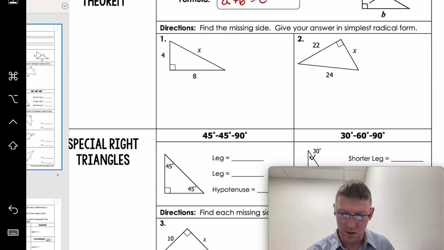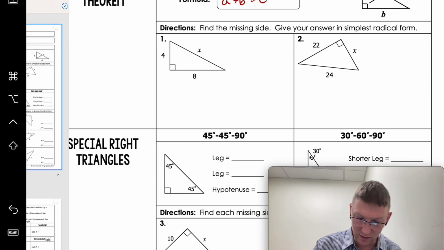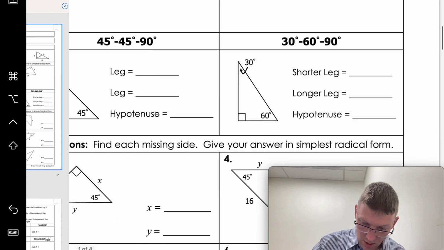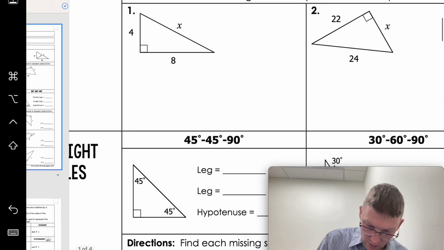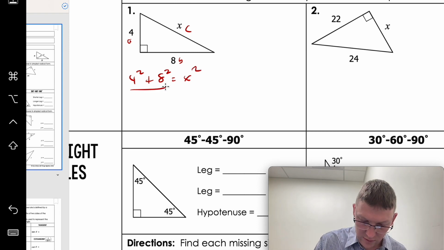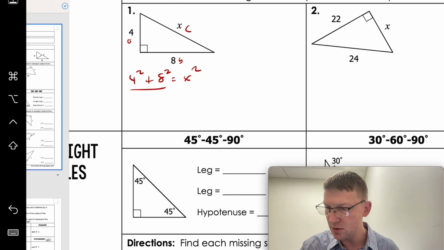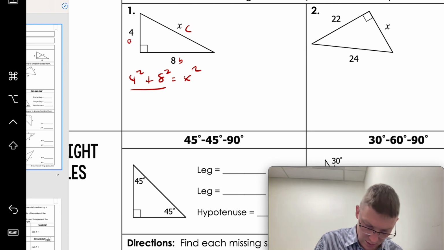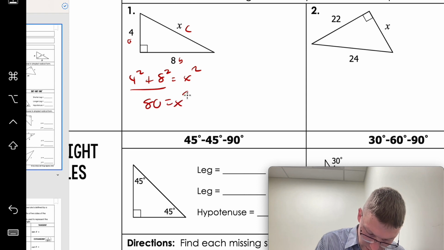Looking at number 1: find the missing side, give your answer in simplest radical form. We have A squared plus B squared equals C squared, so let's plug that in. If we call this my A, this my B, and this my C, we've got 4 squared plus 8 squared equals x squared. These 2 are just numbers, so I'm going to throw that into my calculator. 4 squared plus 8 squared is a total of 80, so 80 equals x squared.